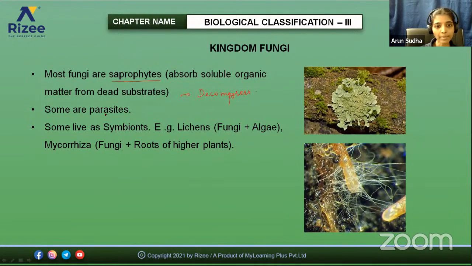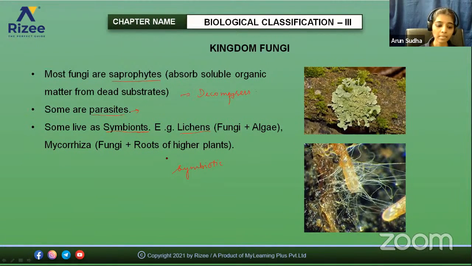And some are parasites. Some fungi are parasites because they are dependent on other living organisms. And some live as symbionts. What do you mean by symbionts? If two organisms are dependent on each other, that type of relationship is called a symbiotic relationship. Here the example is lichens. Lichens are a combination of fungi and algae. Both are interdependent, so they depend on each other for their survival.